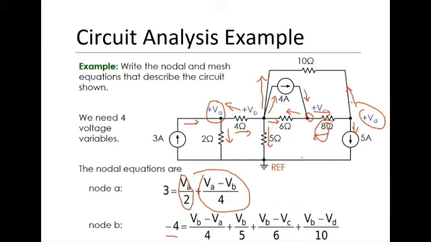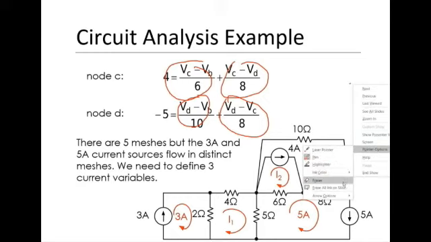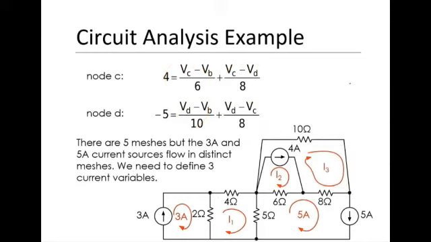Now for mesh, if you notice, this is one mesh, two meshes, three meshes, four meshes, five meshes. However, in this mesh right here, the current is already defined. Therefore, it's just 3 amperes. Also here, the current is already defined. Therefore, it's 5 amperes. We are now left with 1, 2, 3 meshes left for our mesh equations.